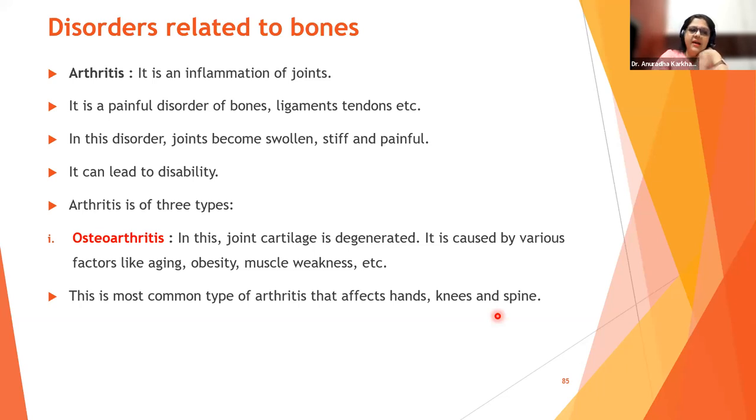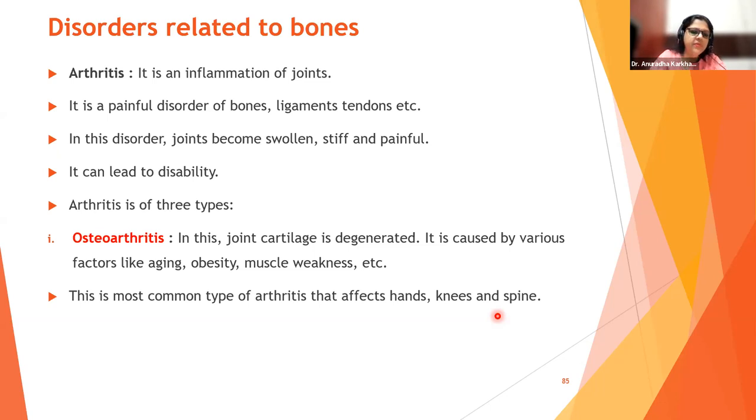Okay. Arthritis, related to bones, is an inflammation of the joints. It is a painful disorder of the bones, ligaments, tendons, etc. In this disorder, joints become swollen, stiff, and painful. It can lead to disability. If you have senior citizens in your house or among your neighbors, a common complaint that is seen is pain in the joints, have you heard that? Yes, that is generally this arthritis.